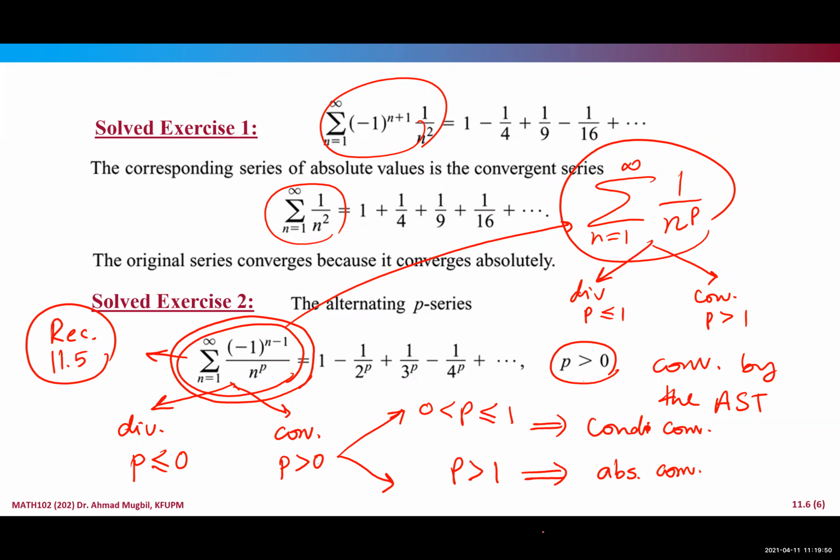So to summarize, Shabab, the alternating p-series is absolutely convergent if p is greater than 1, conditionally convergent if p is greater than 0 and less than or equal to 1, and divergent if p is less than or equal to 0. Clear?